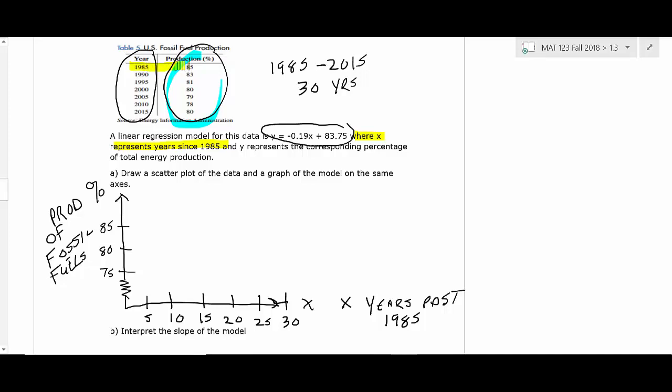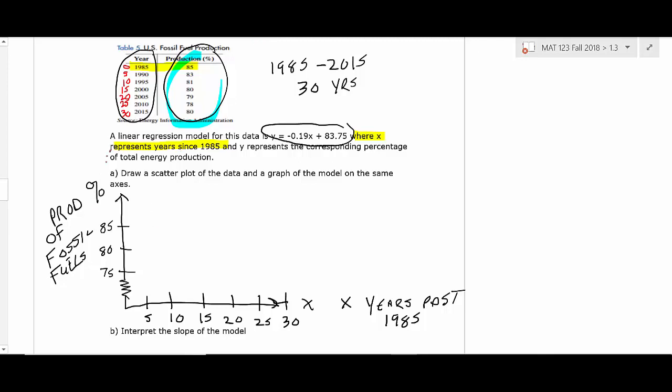Now what I want you to do is real simple. We're just going to plot these points. This would be 0, 5, 10 on the x-axis because this is years past 1985. So you're just going to plot those points. You would go 0 and then 85, and put a dot there. Then you go 5, 83, and so forth. All you're doing is plotting points. You're not going to connect the dots. We're just going to see what this looks like.